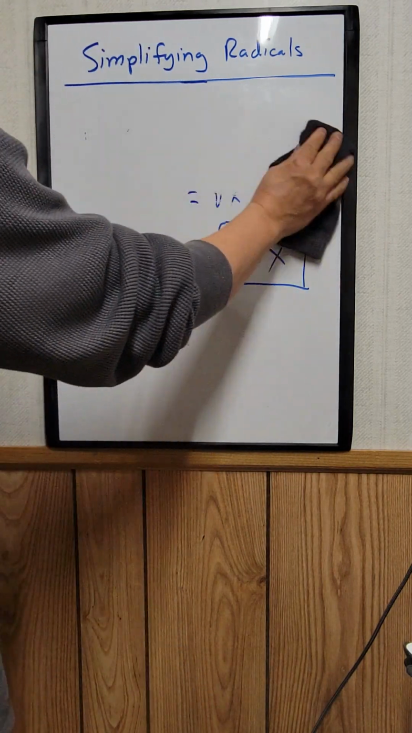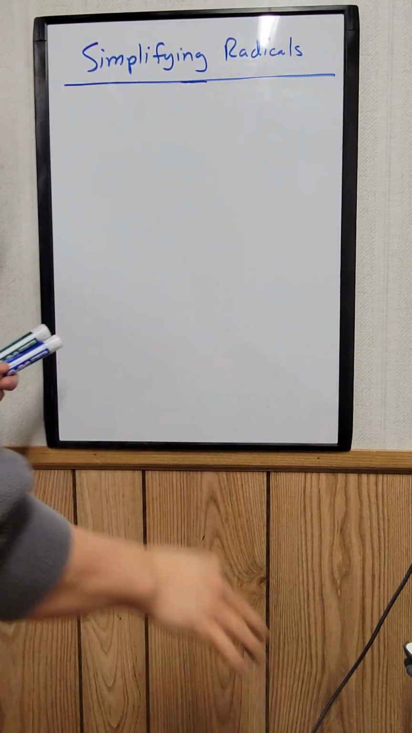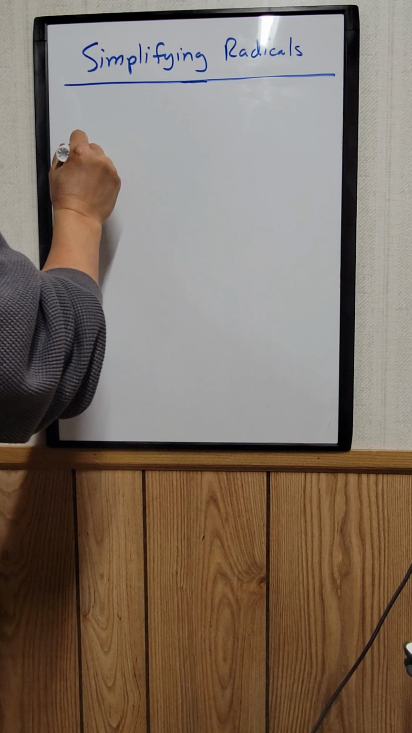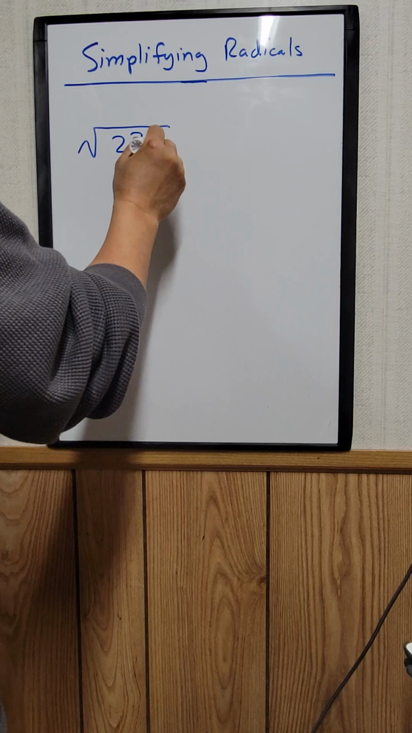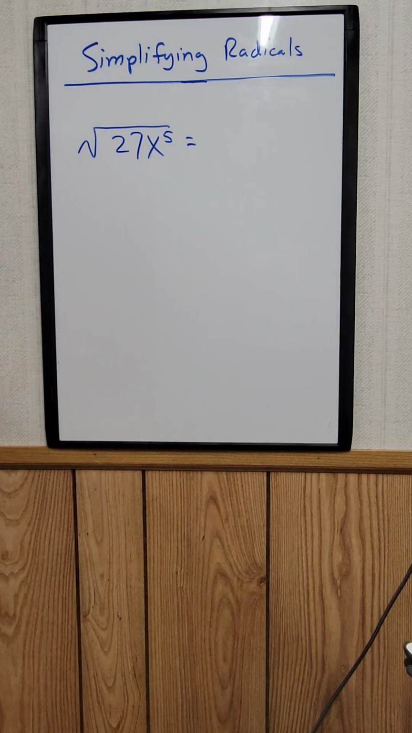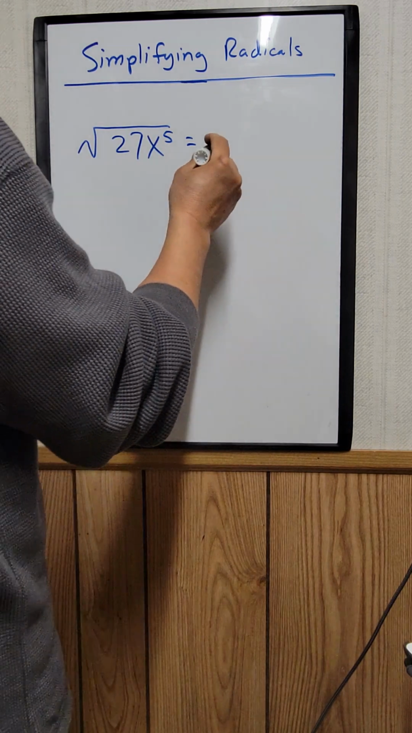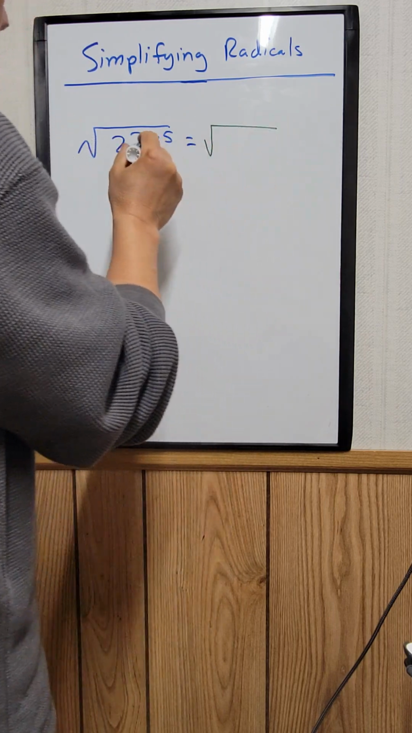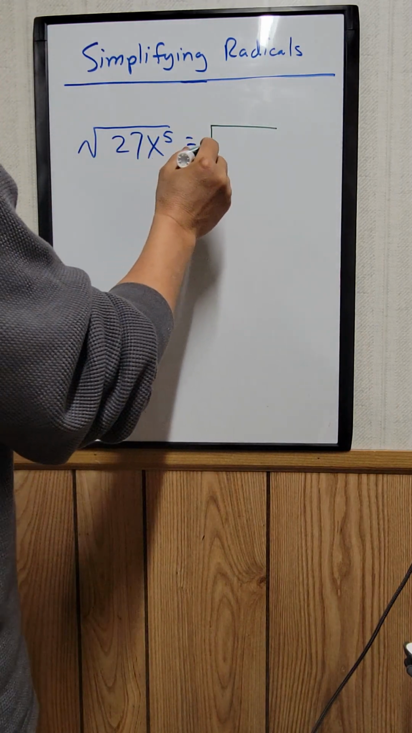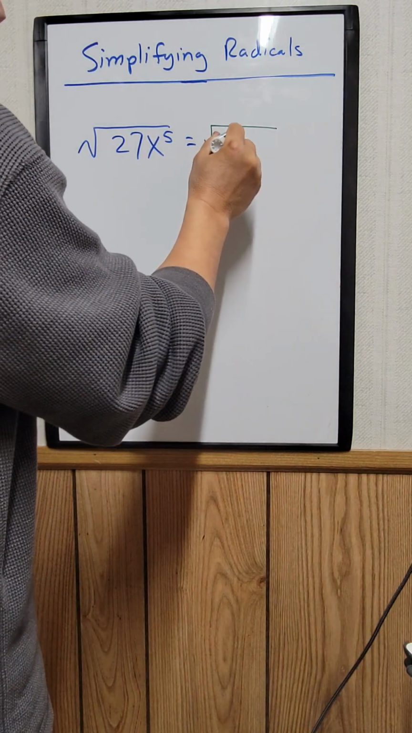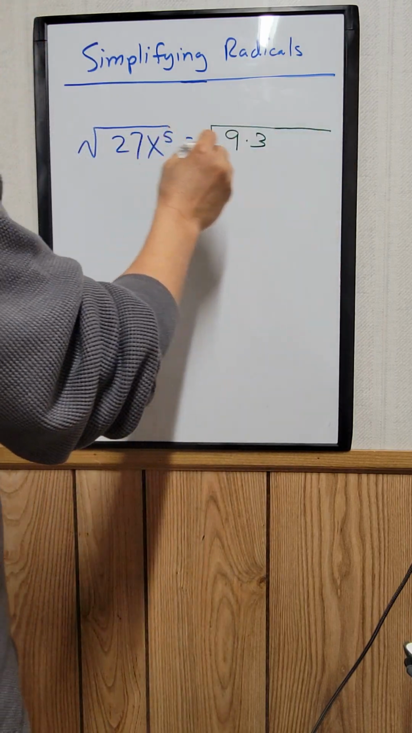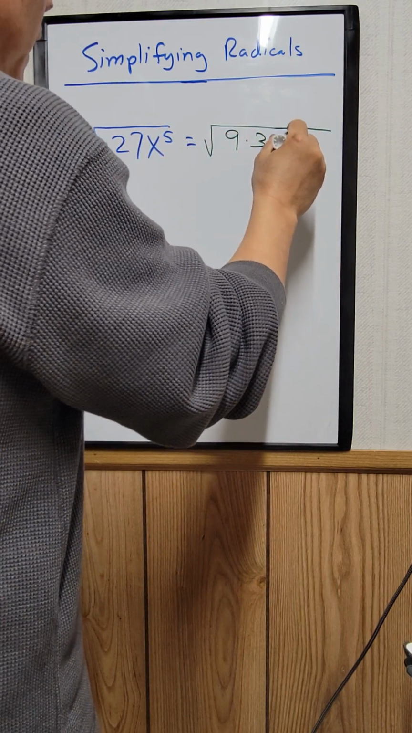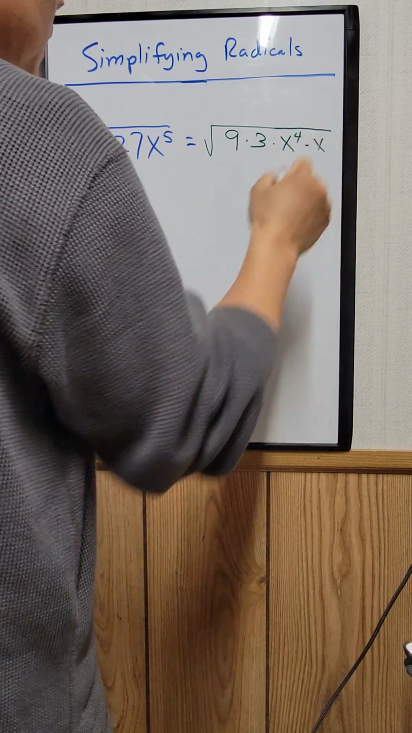Okay, let's go to the next one. So what happens if you have a number and a variable? For example, 27 times x to the 5th. Okay, so how do you simplify something like that? So 27, the two numbers that can multiply to make 27 would be 9 times 3, okay? And then x to the 5th, you can rewrite as x to the 4 times x.